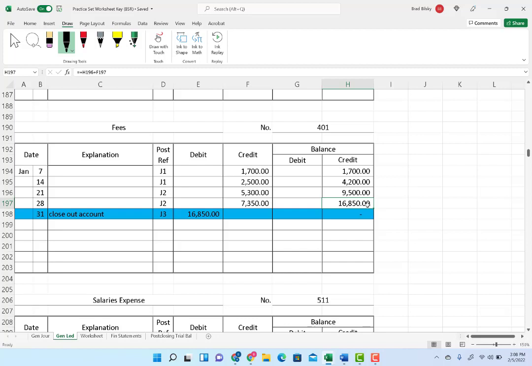I need that to reset to zero because in February, I need to start from a fresh slate. So the closing entry is going to close this out. I have a credit balance to fees. Well, I need to make a debit to that account. So first thing you're going to do is make a journal entry.